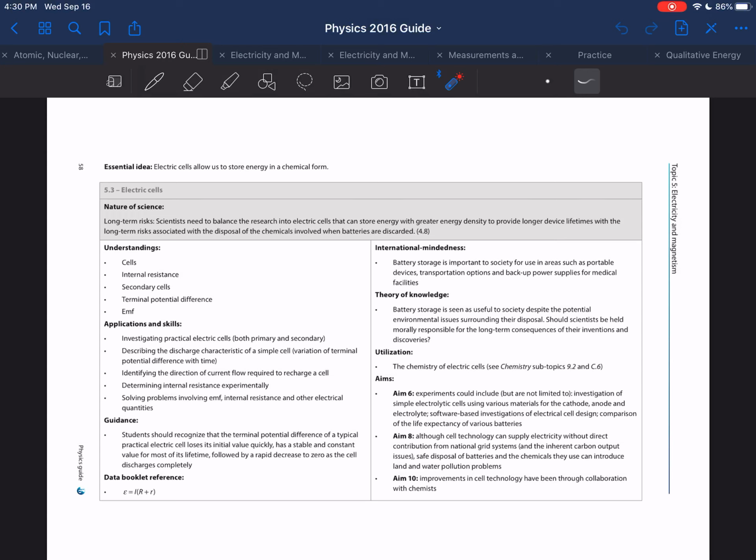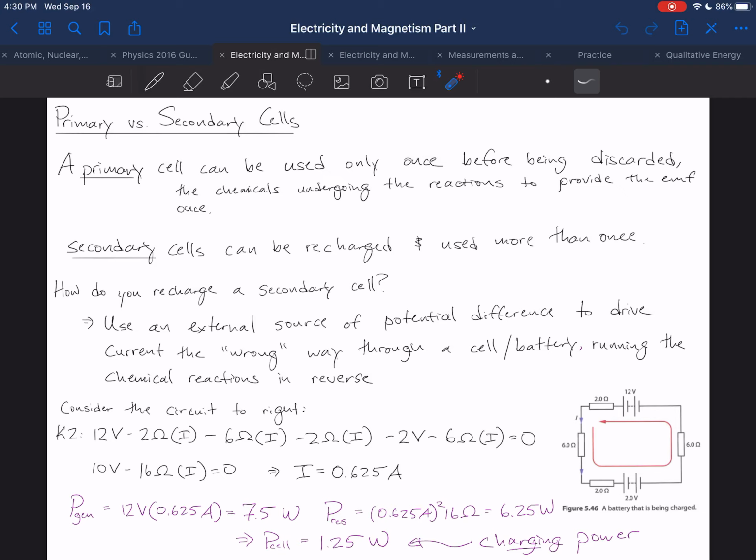Hello everyone. In this video we will continue examining topic 5.3, electric cells, and in particular we will focus on secondary cells. So there's a distinction you need to know between what are called primary and secondary cells. A primary cell can only be used once before being discarded. The chemicals undergoing the reactions provide the EMF, but can only be fully reacted once, and then after that, the cell is discarded.